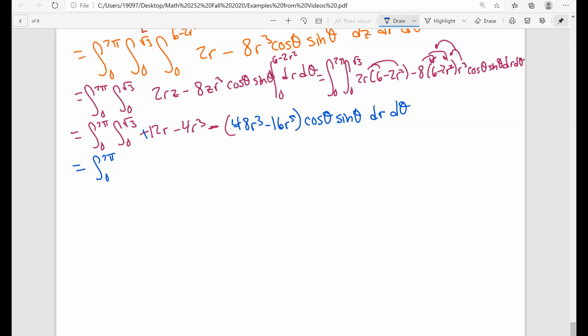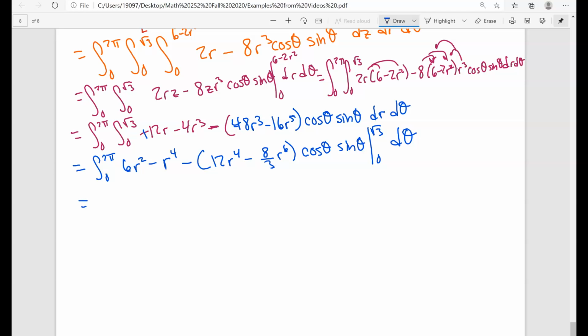Okay, so now this is going to be 6r squared minus r to the 4th minus, and then the antiderivative of that guy is going to be 12r to the 4th minus 8/3 r to the 6th. And then the cosine and the sine stay the same, and from 0 to square root of 3, d theta. Okay, so now putting this all together, when I plug in the square root of 3, I'm going to just tell you what we end up getting. So we're going to get 0 to 2 pi, 9 minus 36 cosine theta, sine theta. So it does simplify a little nicely.